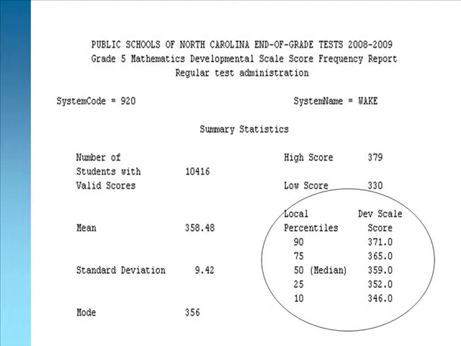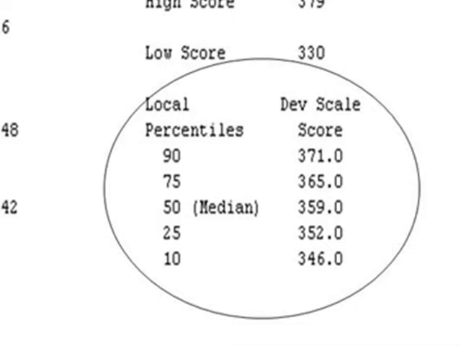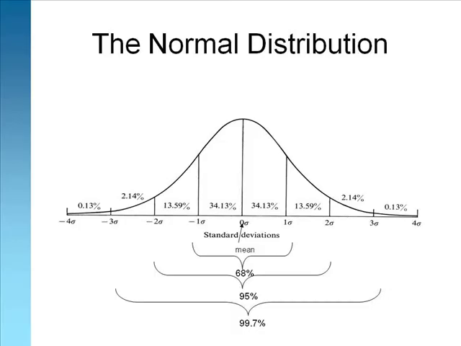On the end-of-grade frequency report that we studied in Lesson 4, note that the scale scores for the percentiles 10, 25, 50, 75, and 90 are given. These are the percentiles for Wake County Public School System Grade 5 Mathematics in 2008-09. Students who scored a 371 had 10% of the students score higher than them. Remember that the 5-number summary includes the 25th, 50th, and 75th percentiles. These percentiles are quartile 1, the median, and quartile 3.